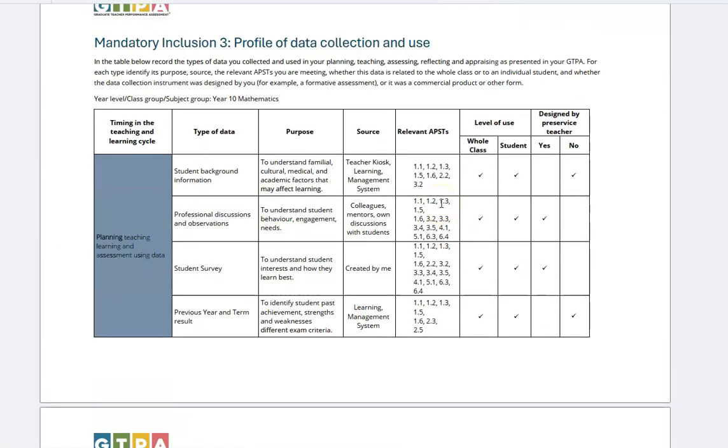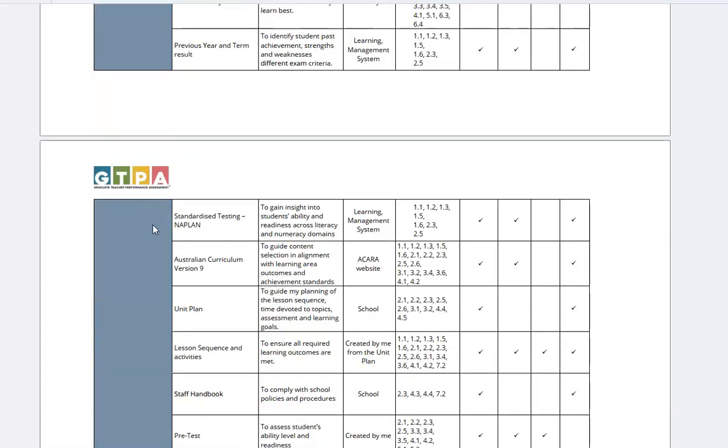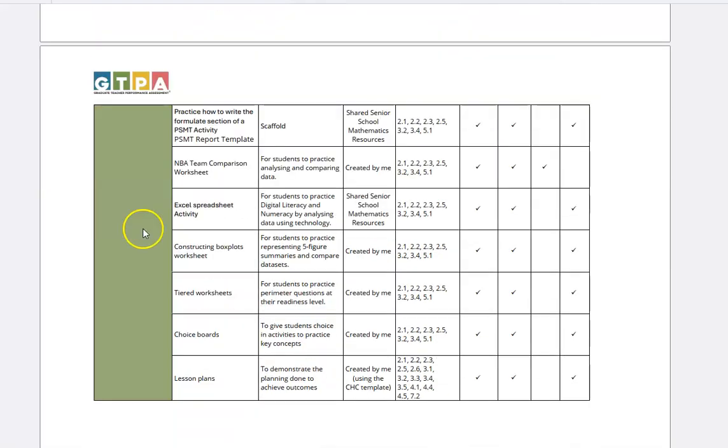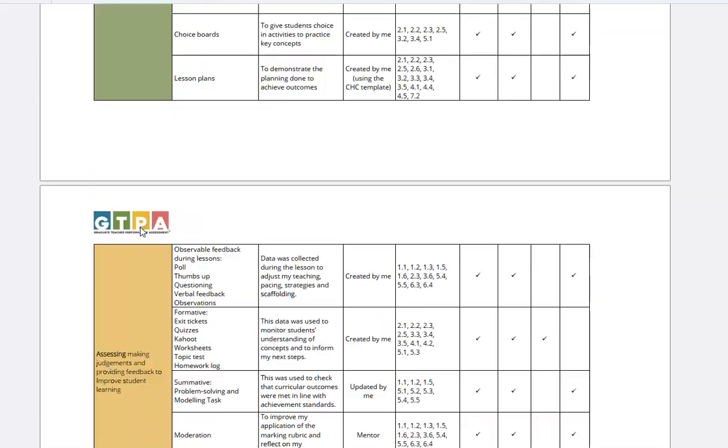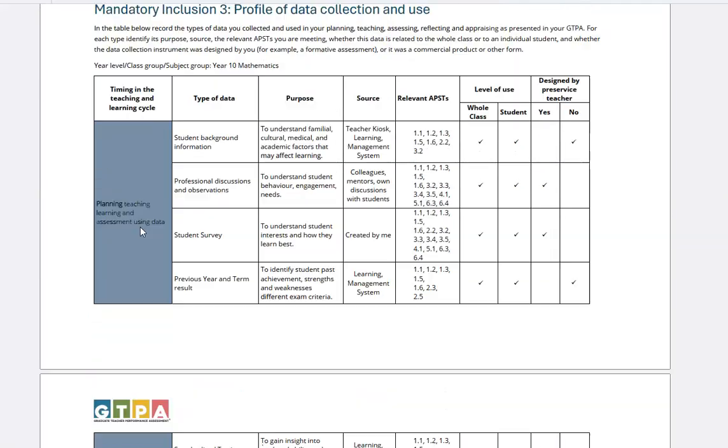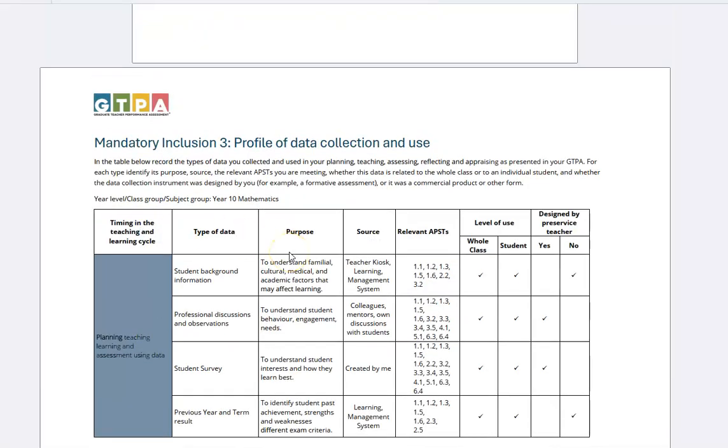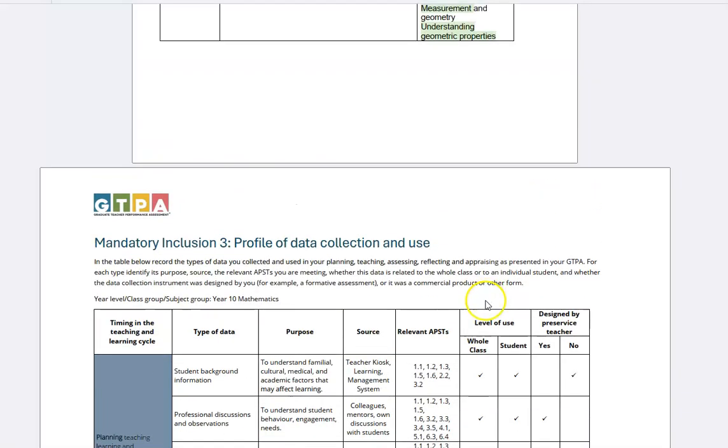The last, and it was a mandatory inclusion, is: here's all my data collects for this part of the sample, and here's my data collects for all the other sections. So that's a mandatory inclusion of the data. Have a look at what's required: what's the data, what's its purpose, where did you get it, what APSTs match, and whether you created it or it was created by someone else and is relevant to the whole task. So that is very comprehensive.